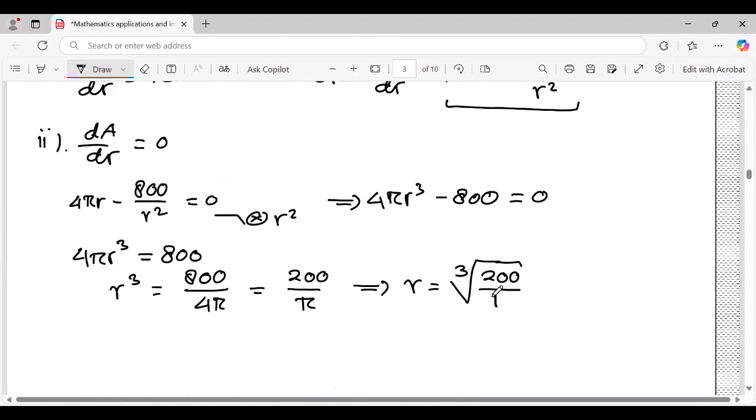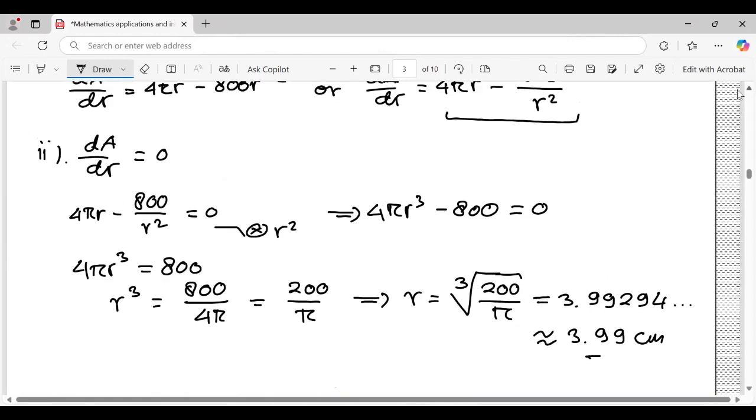Or we can determine R equals the cube root of 200 over pi, or R equals 3.99294, rounded off, becomes 3.99. The unit is centimeters. Next question.